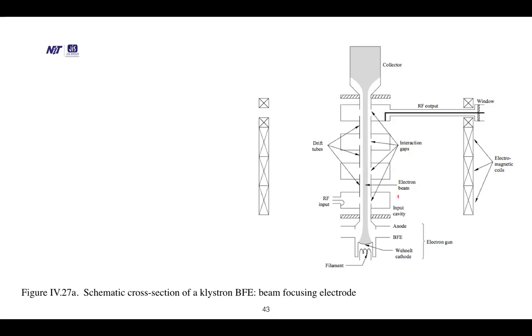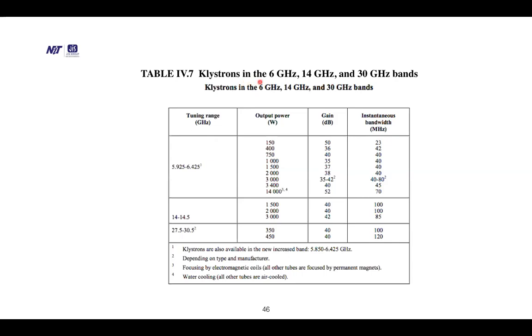This is the RF input, this is the electron beam, this is the cavity, this is the anode, and this is the electron gun, and it is the collector, and from here the RF output will be taken away through this window. So Klystron in the 6 GHz, 14 GHz and 30 GHz bands is shown over there.